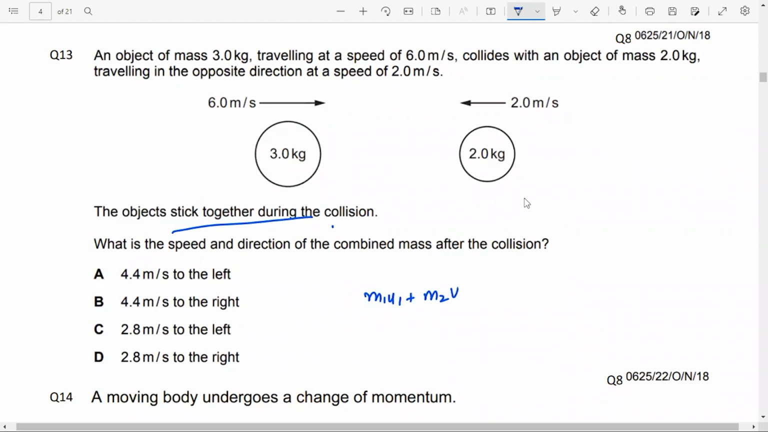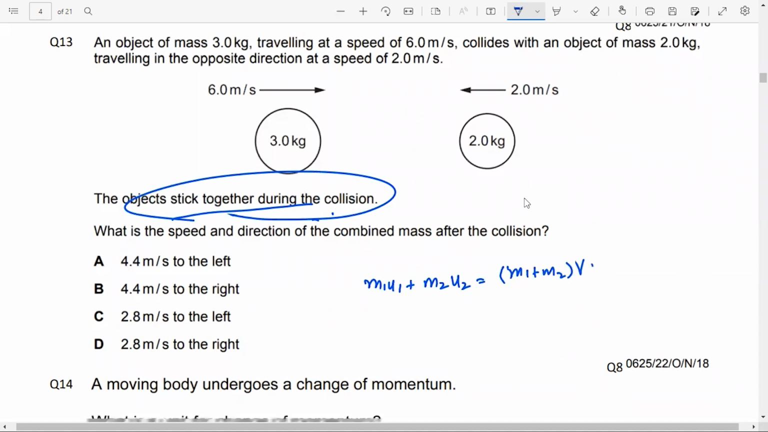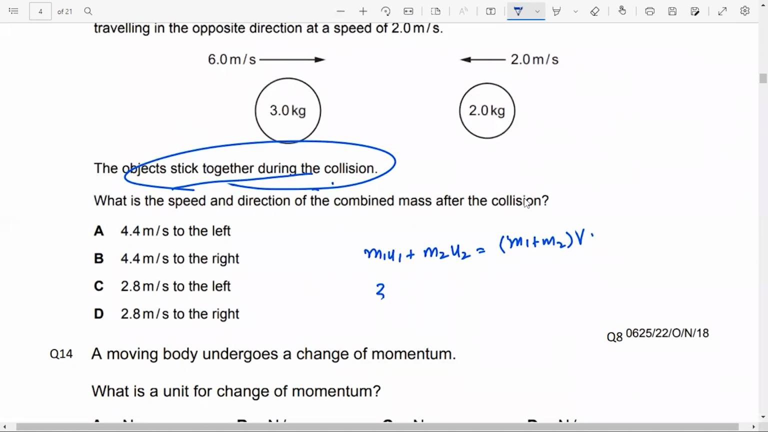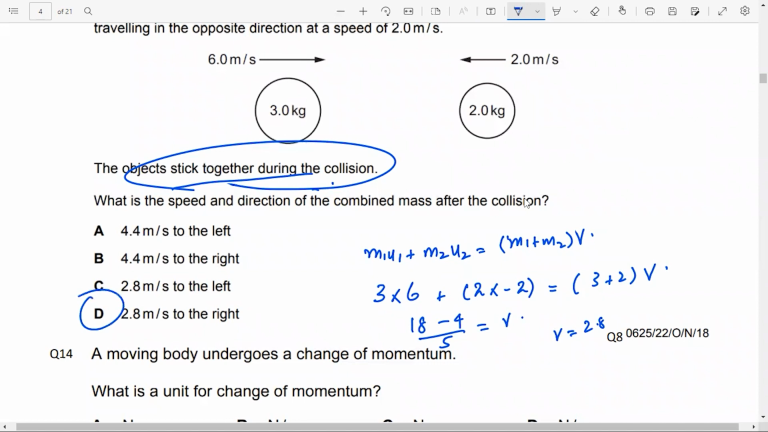m1 u1 plus m2 u2 is equal to, they stick together, when they stick together after collision we get m1 plus m2 into v, and we have m1 as 3, u1 is 6, m2 is 2, and u2 is -2, and we have 3 plus 2 here into v, so 18 minus 4 over 5, 2.8 towards right because it is positive.